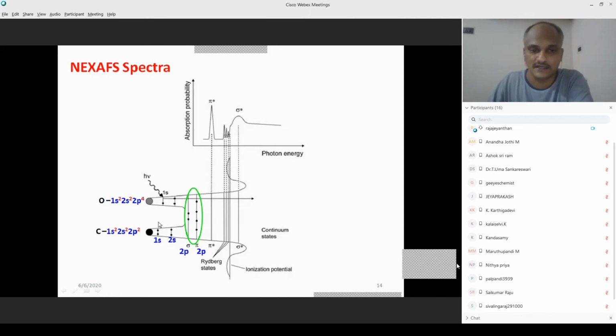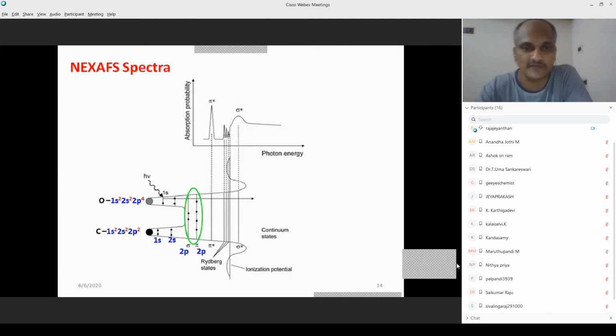For example, if you supply energy equal to the valence level, the electrons will undergo pi to pi star excitation, and you can see a sharp peak here. That is due to pi to pi star excitation, because there are two pi bonds in the carbon monoxide molecule. Then after the pi to pi star excitation, there will be sigma to sigma star excitation. You can see some small peaks that are due to the Rydberg states. These states are very difficult to monitor in real-time NEXAFS spectra, because these energy levels are very close to each other, and we cannot distinguish them.